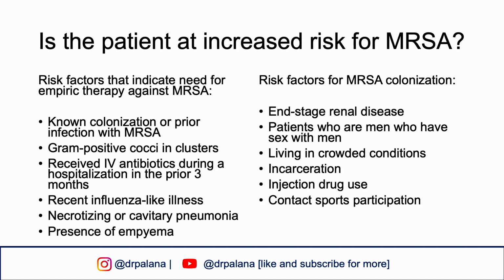When considering empiric therapy for pneumonia, we have to identify patients who are at risk for certain organisms such as MRSA and Pseudomonas. Risk factors that indicate need for empiric therapy against MRSA include known colonization or prior infection with MRSA, gram-positive cocci in clusters in the sputum, receiving IV antibiotics during hospitalization in the last 3 months, recent influenza-like illness, patients with necrotizing or cavitary pneumonia, or patients with the presence of empyema.